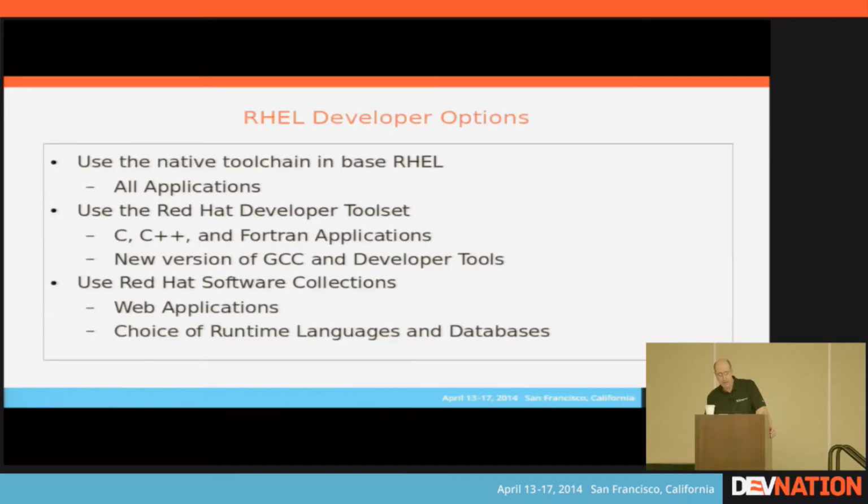And then Red Hat Software Collections. These are new versions of the web development languages such as Ruby, Perl, PHP, and new versions of some of the databases, MySQL, Postgres, MariaDB, available primarily for web applications where you have a choice of different runtime languages and some of the newer databases.